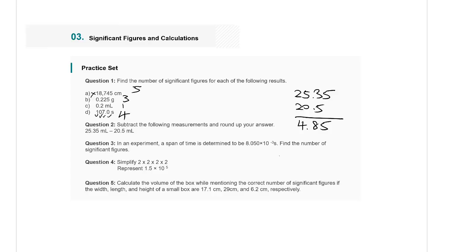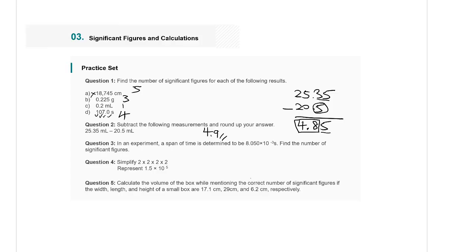Alright, so we are doing a subtraction. For subtraction, we look at the least decimal place. We have 2 over here and 1 over here. Therefore, my answer should only have 1 decimal place, so I should have 4.8. At the same time, the number behind the 0.8 is 5. When it is 5 or larger than 5, we have to round up. So the answer will be 4.9.